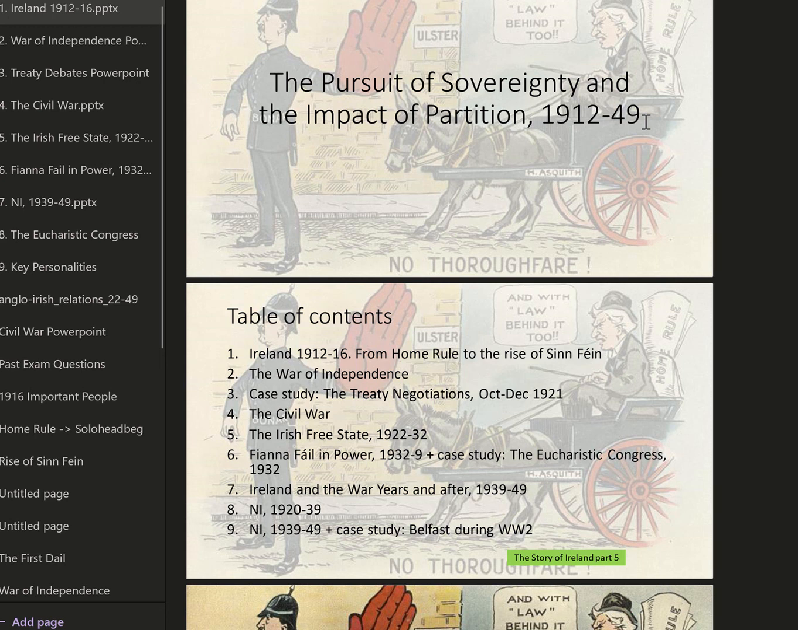Good morning, guys. I thought today we might do a little bit of revision work on a topic that I know many of you don't like, guys, which is the pursuit of sovereignty and the impact of partition. So that part of Irish history, and the idea here is to improve your knowledge on this, guys, give you more of a rounded knowledge to help you with any questions that do come up on this topic.